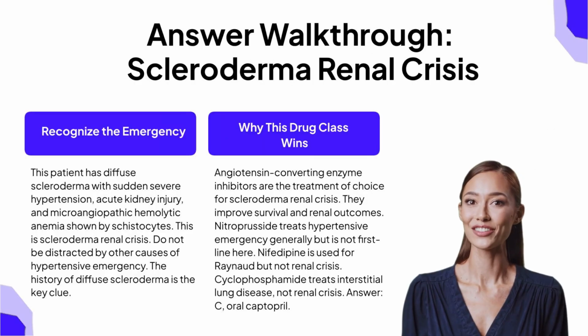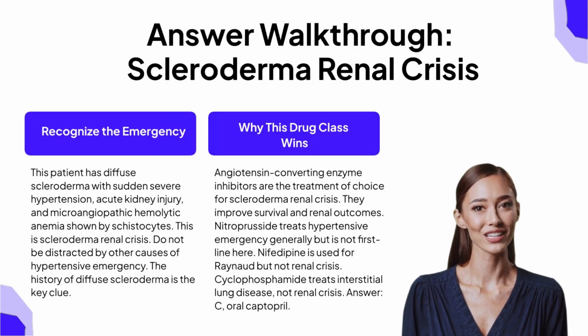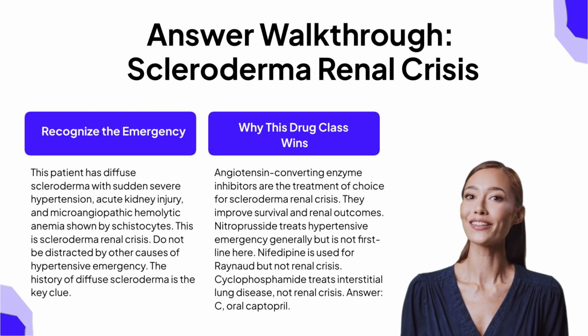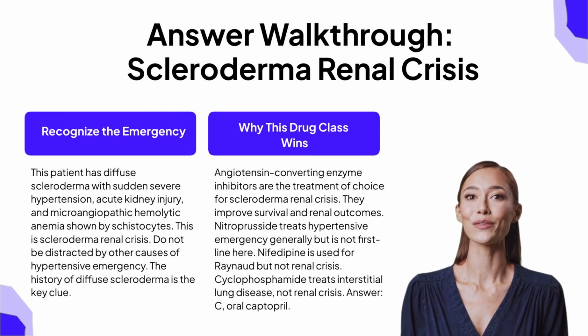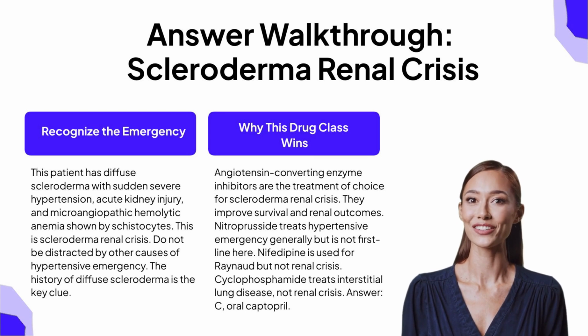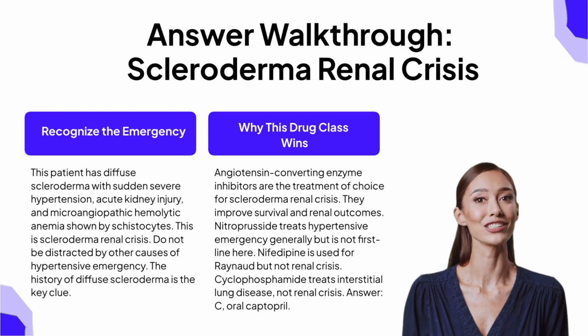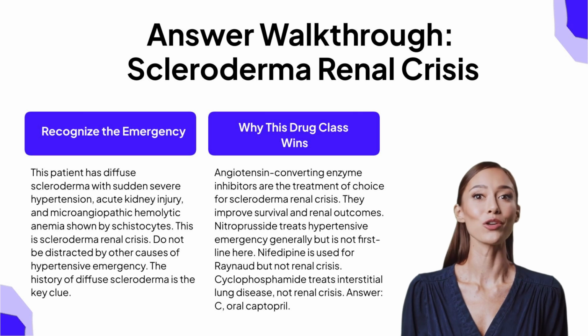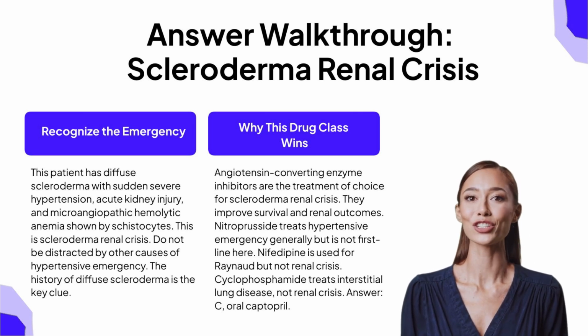Let us walk through the answer. The key to this question is recognizing scleroderma renal crisis. The triad is diffuse scleroderma plus sudden severe hypertension plus acute kidney injury. The schistocytes on the peripheral smear confirm microangiopathic hemolytic anemia, which is part of the picture.